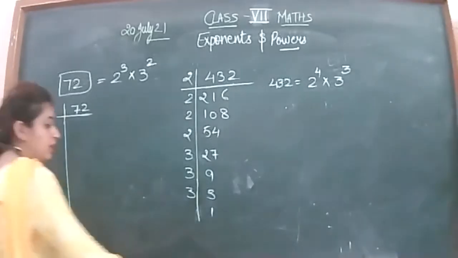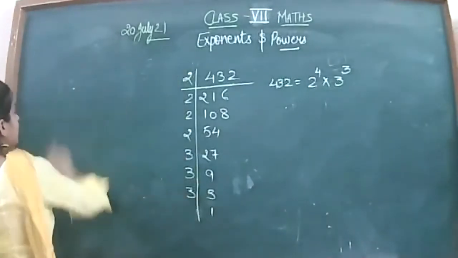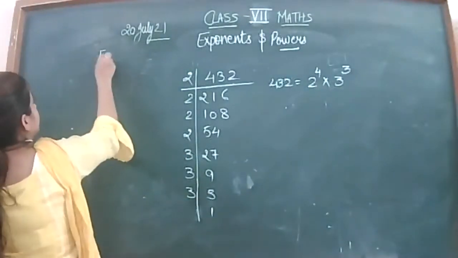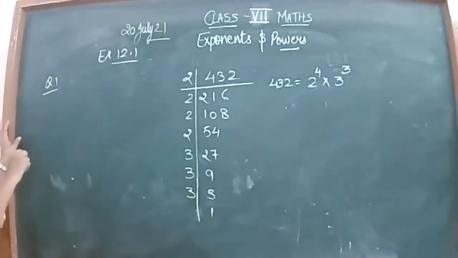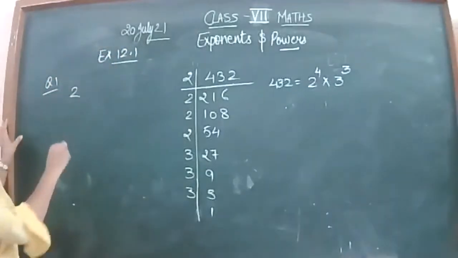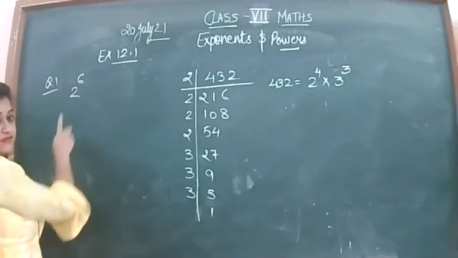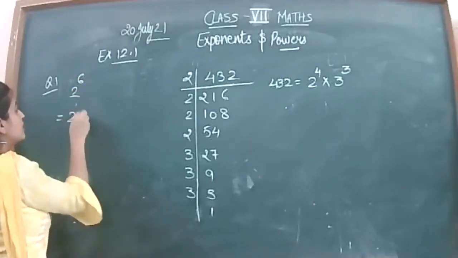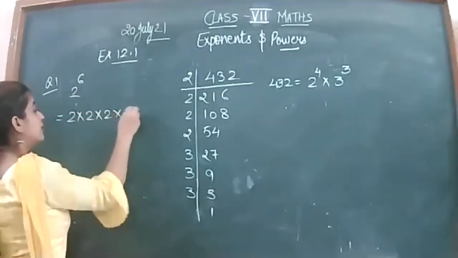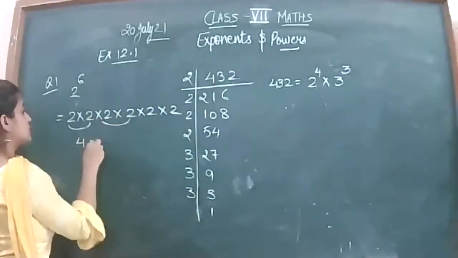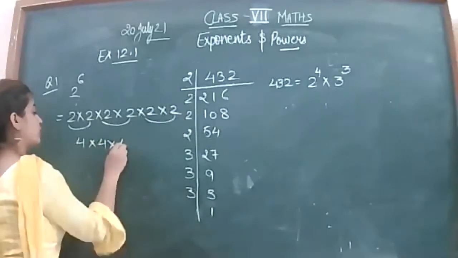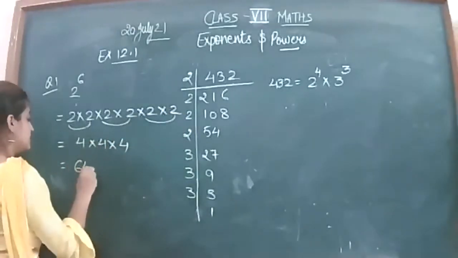Done? Now let's start with the exercise 12.1. First question is, find the value of 2 raised to power 6. So 2 will be written 6 times. 2 2s are 4, 2 2s are 4, 2 2s are 4. And the answer is 64.